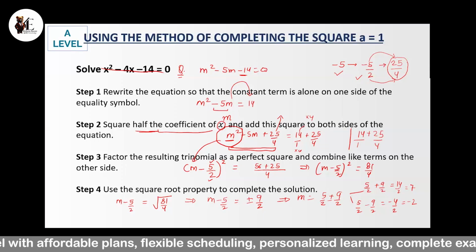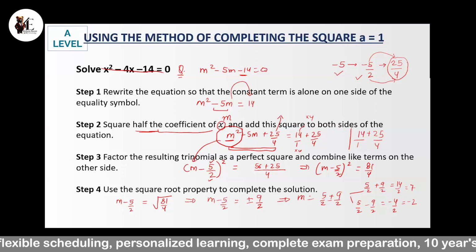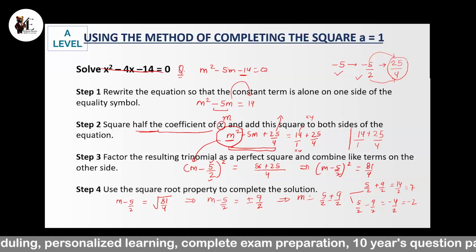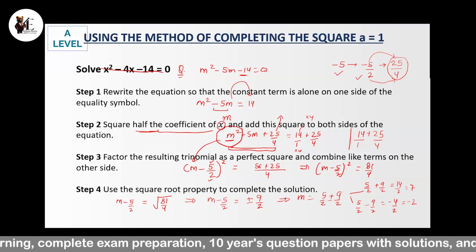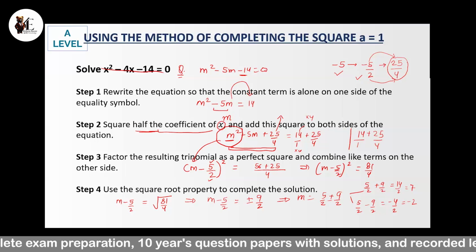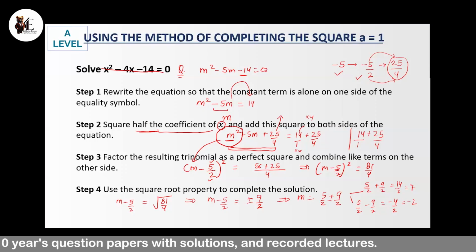So LCM of 1 and 4 will be 4. And then 14 will be multiplied by 456 plus 25. That will be 81 over 4. So the last step is that you have to remove the square from one side and put a square root on the other side. So m minus 5 over 2 is equal to the square root of 81 over 4.